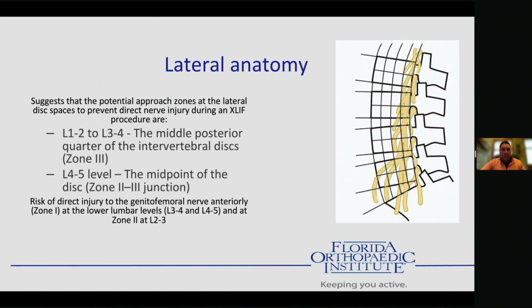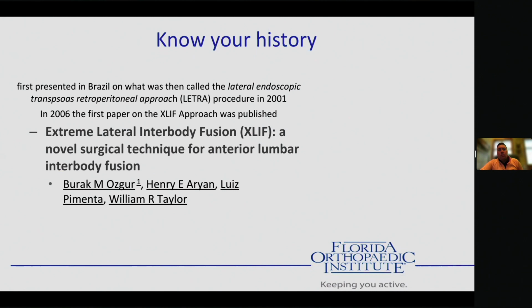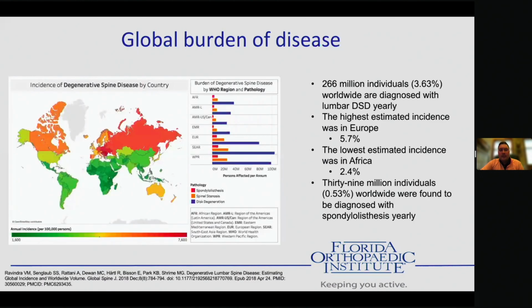At the L4-5 level, we see that this junction of the nerves falls a little bit more ventral in a traditional lateral anatomy. And obviously, we're well aware that this was first described by Dr. Taylor and Dr. Pimenta in 2006 as an approach and technique for anterior lumbar interbody fusion from a retroperitoneal exposure.